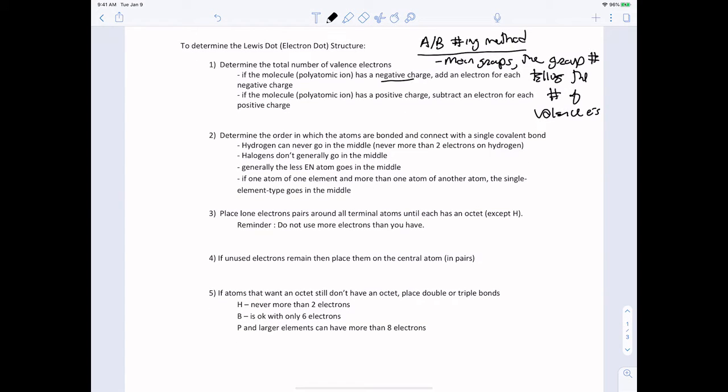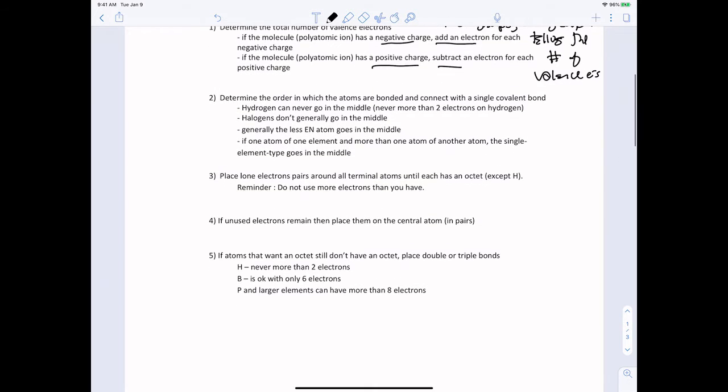Remember, if it's negatively charged, then you have to add an electron. Remember, electrons are negative, so if it's negatively charged, it has more electrons. If it's positive, you have to subtract one. And then determine how they're connected. I'm on step 2, connect them with a single bond.